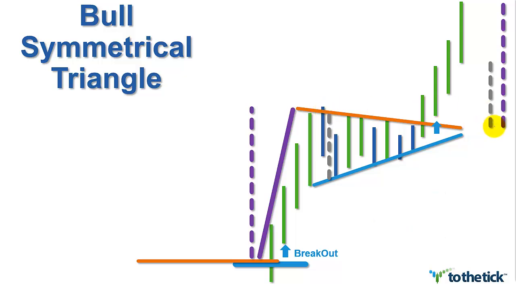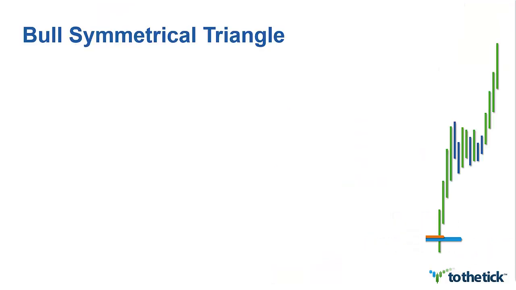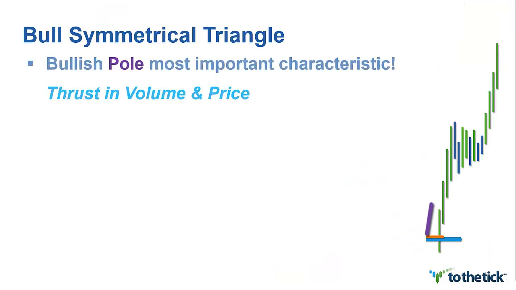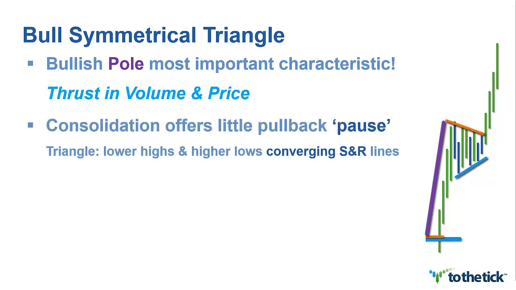And again, you'll see that you've gone from part 1, which is the creation of your pole, part 2, which is your consolidation and your triangle, and then part 3 of this is now you've got a bullish continuation, beautiful looking pattern. Bullish symmetrical triangle, and again, the first thing we want to see and the most important characteristic is the pole. We need to see a thrust in volume and in price. Then we need to see the consolidation, often very little in the way of a pullback in price. It's a pause, it feels like a breather.